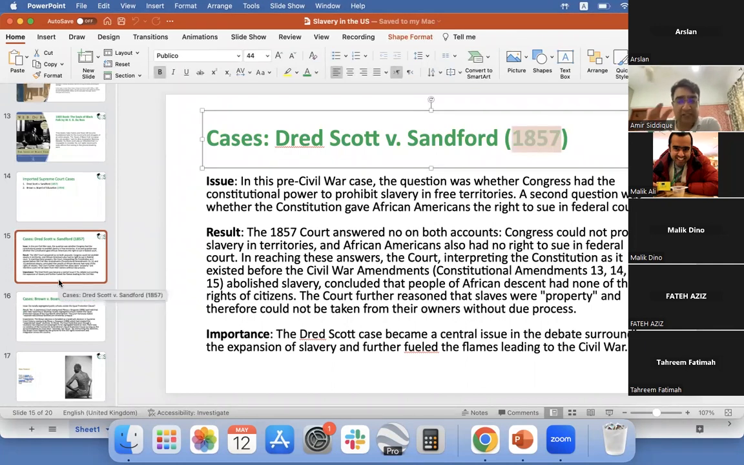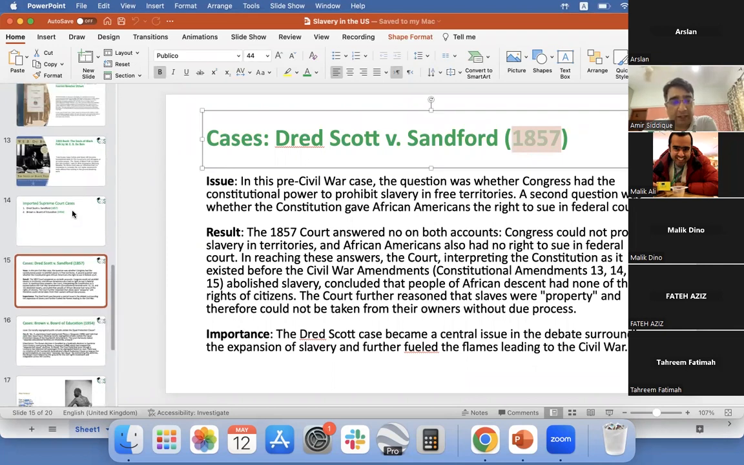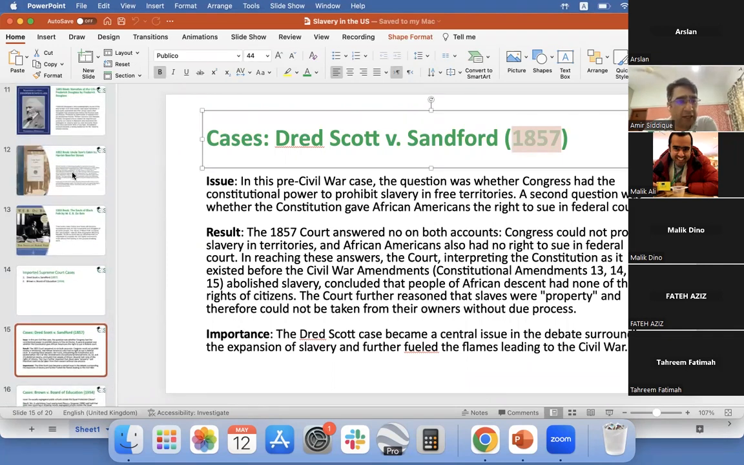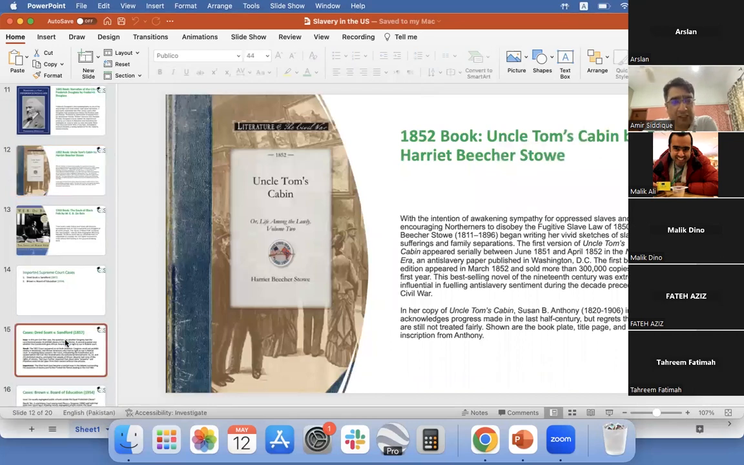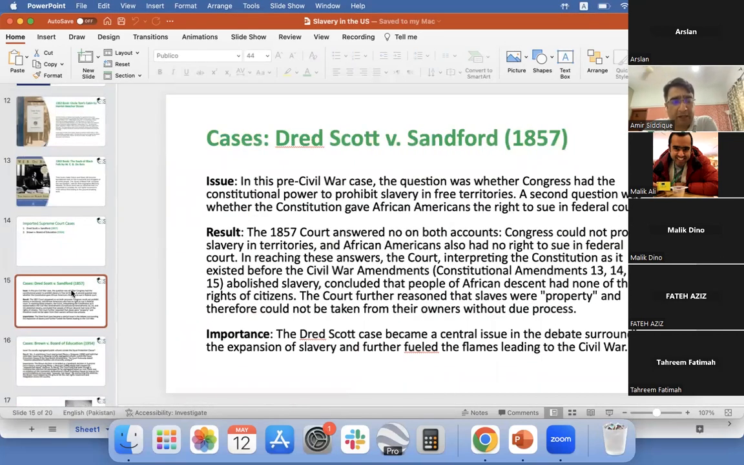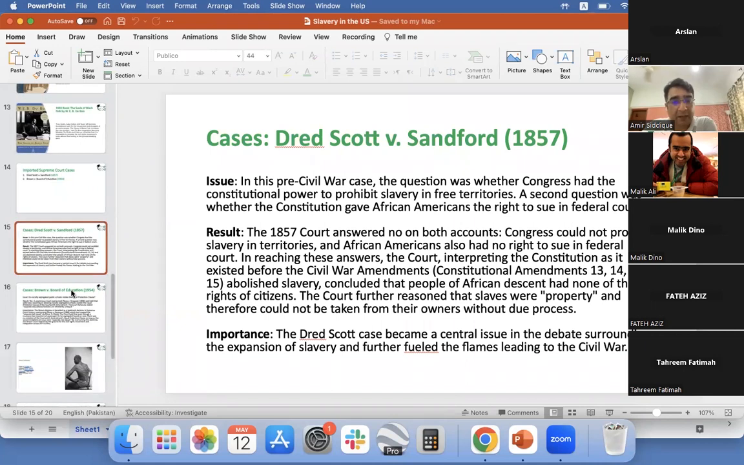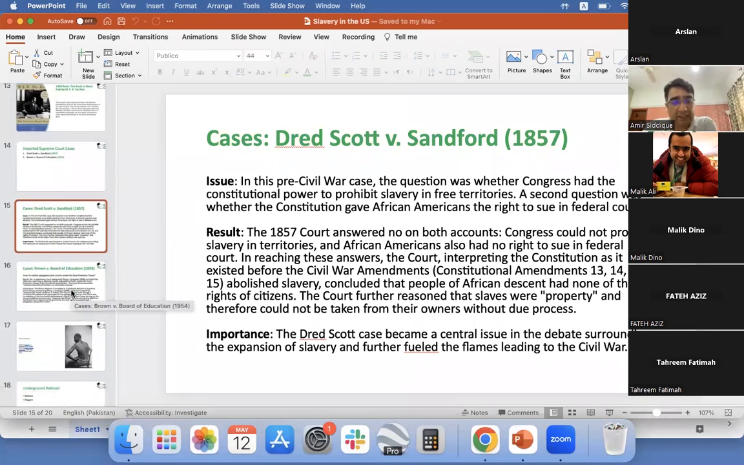So these cases were fueling the fire of this Civil War. And this Uncle Tom's Cabin, this book came in 1852. People in the North and in much of America wanted slavery to end. But in the middle of that, this case came up where the Supreme Court is saying that we don't think African Americans are citizens, right? But that's just one case.